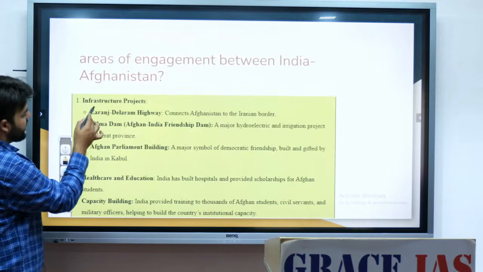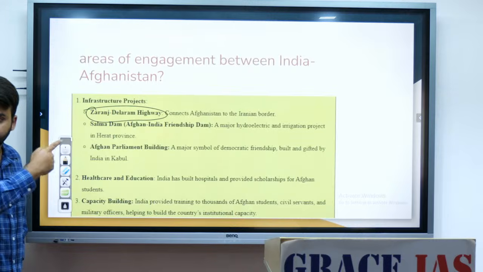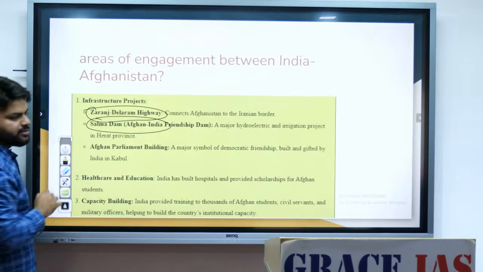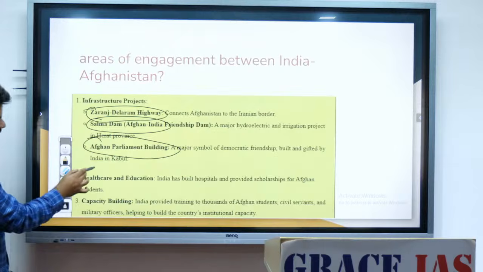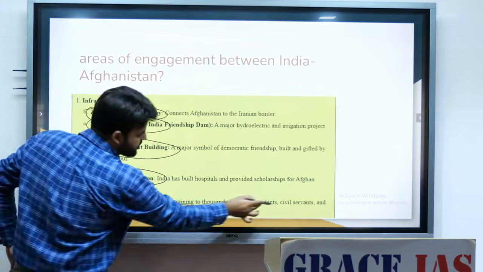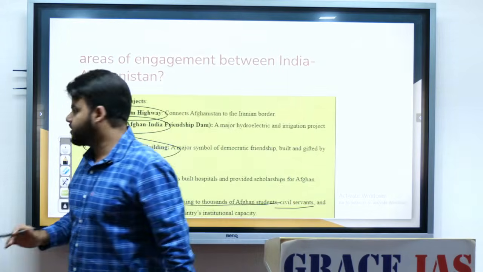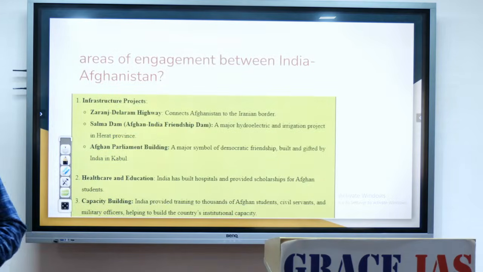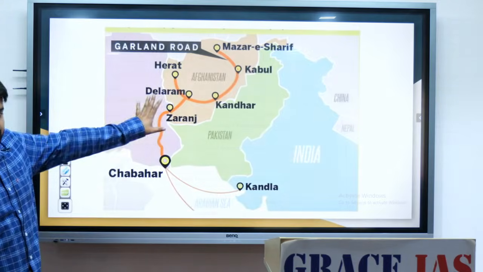Recently I told you the name of a highway: Zaranj-Delaram highway. Should I show it again or do you remember? The highway which was there. Salma Dam, built by India. Afghan Parliament building, built by India. Healthcare, hospitals, built by India. Training to thousands of Afghan students, civil servants, again given by India. So this is what India is doing. And now you understand the logic why India is doing it. I explained to you. Soft power. Gujarat doctrine. This will be shared with you, don't worry.